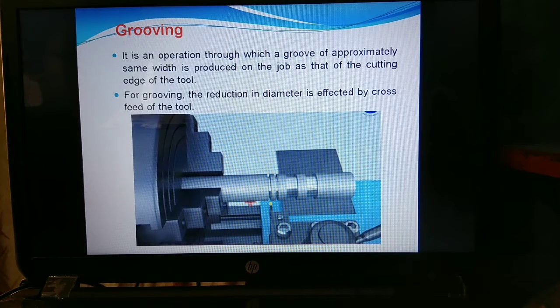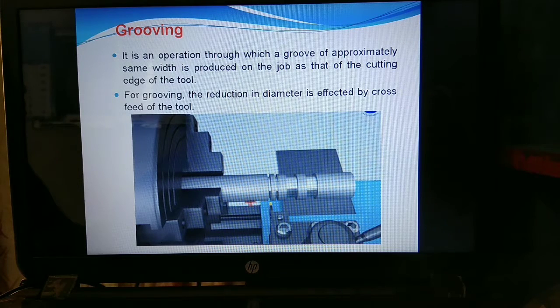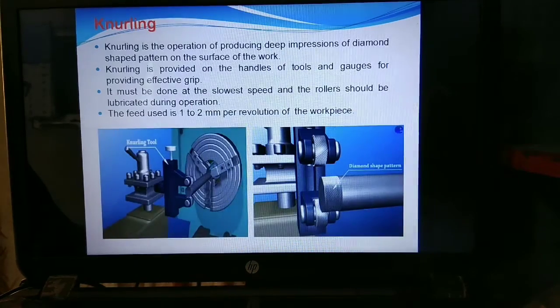The next operation, the grooving operation. It is an operation through which a groove of approximately the same width as the cutting edge of the tool is produced on the job. For grooving, the reduction in diameter is effected by cross feed of the tool.